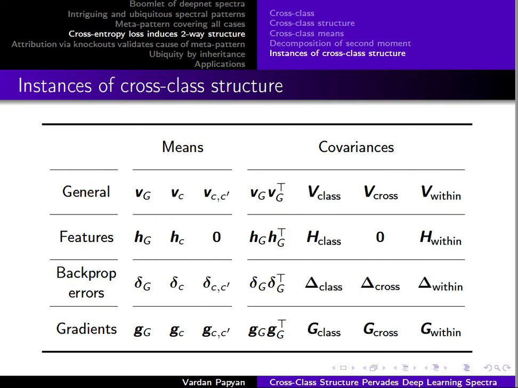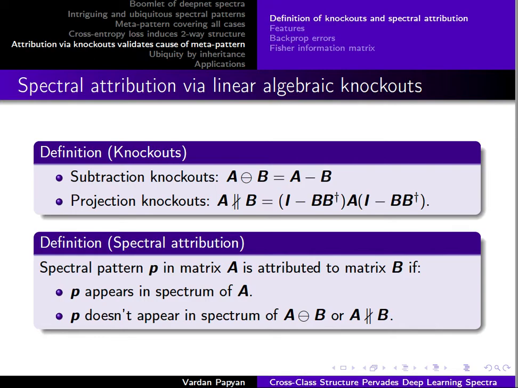Okay. So what I'm going to do now is define something called a knockout. A knockout is when you take a certain matrix A and you eliminate from it another matrix B. You could have two types of knockouts: a subtraction knockout, which is A minus B, or a projection knockout, which is the projection of B from A. Why is this useful? Because I'm going to do spectral attribution using these knockouts.